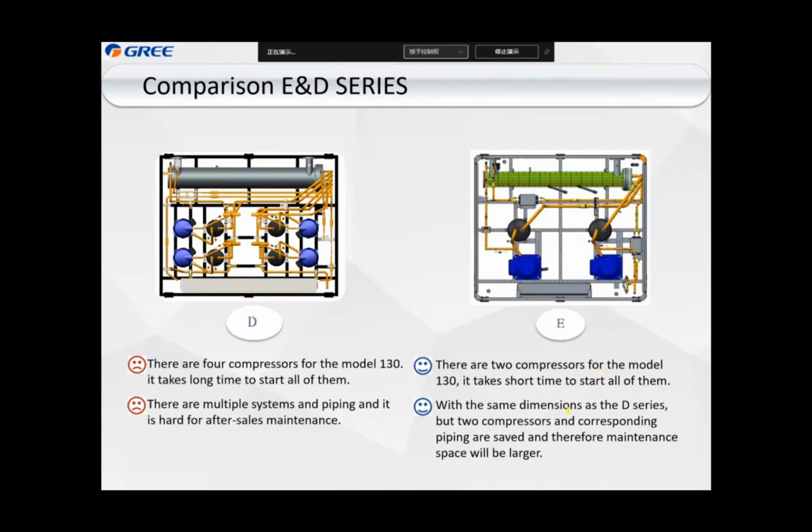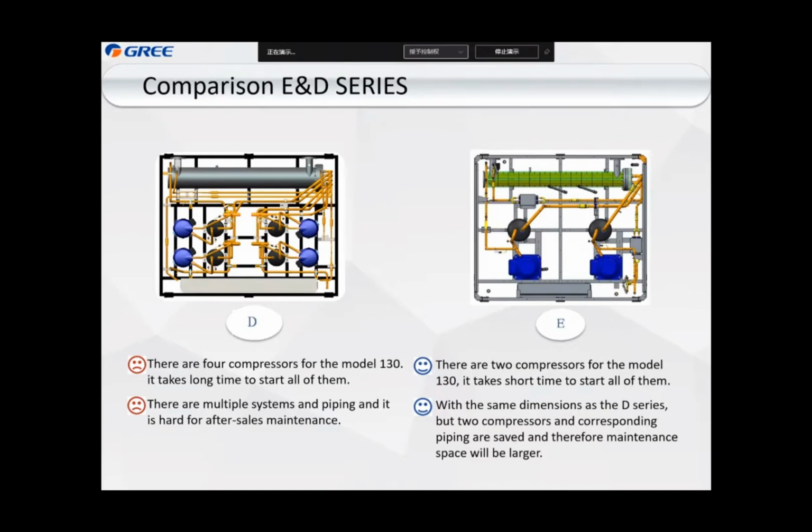This is the D and E for 130 kilowatt, with the same dimension as the D series, but 2 compressors and the corresponding piping are removed, and therefore the maintenance space will be larger. So when we do the maintenance, the E series also is easier than the D series, because there is more space to do the maintenance. E and D.